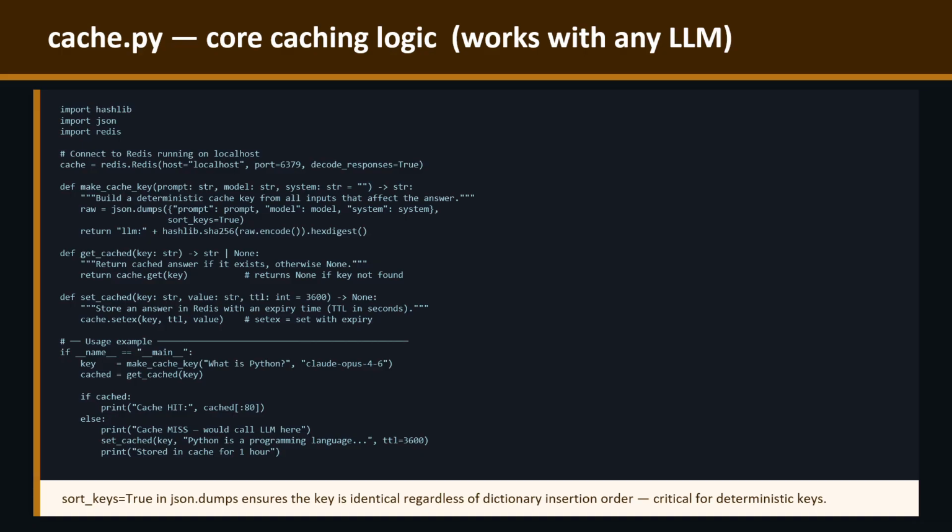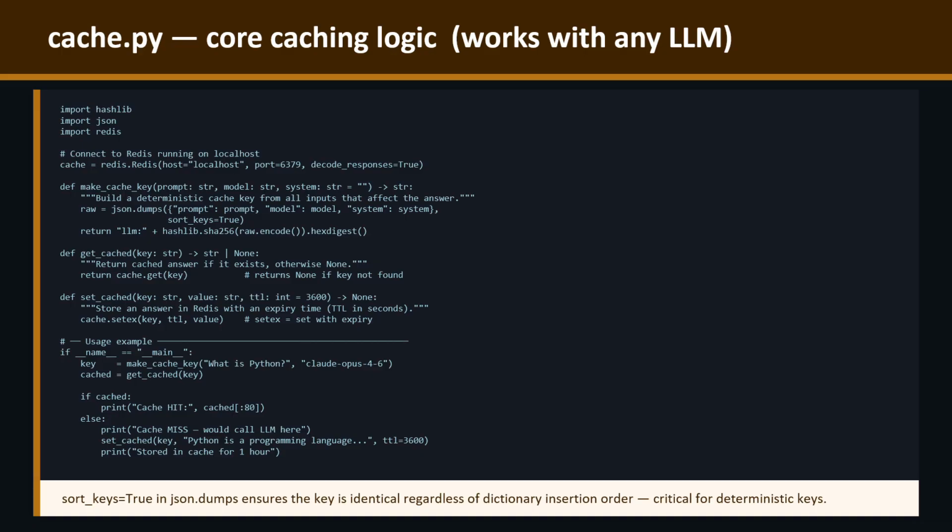The get_cached function takes a key and calls cache.get on the Redis connection. If the key exists, Redis returns the stored string. If the key does not exist, Redis returns None. None in Python is a special value meaning the absence of a value.